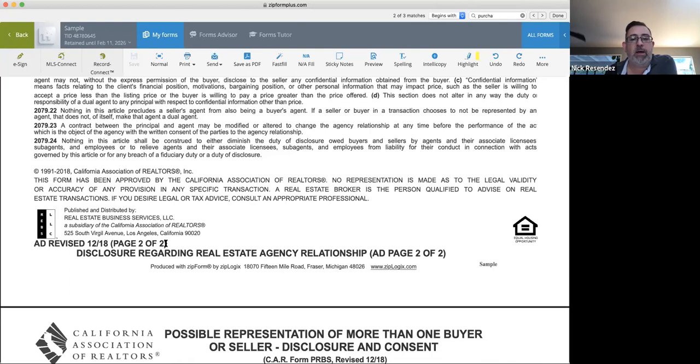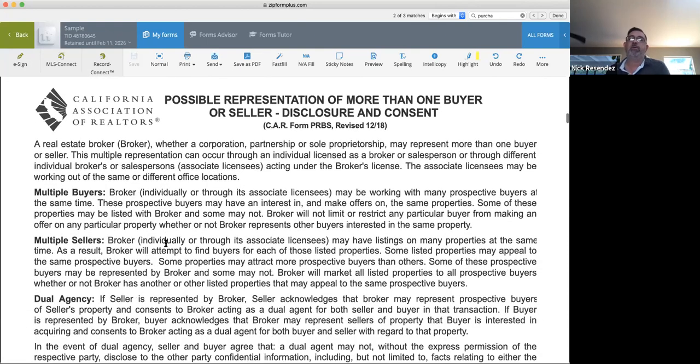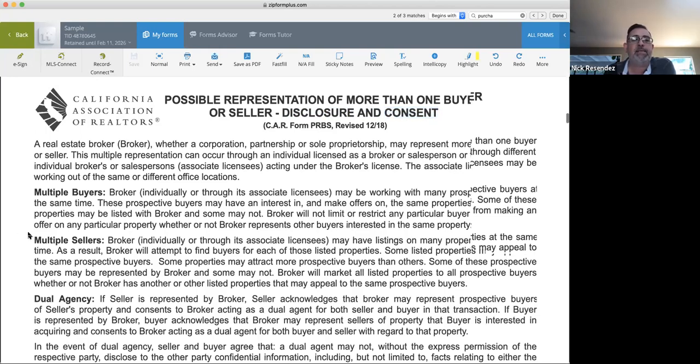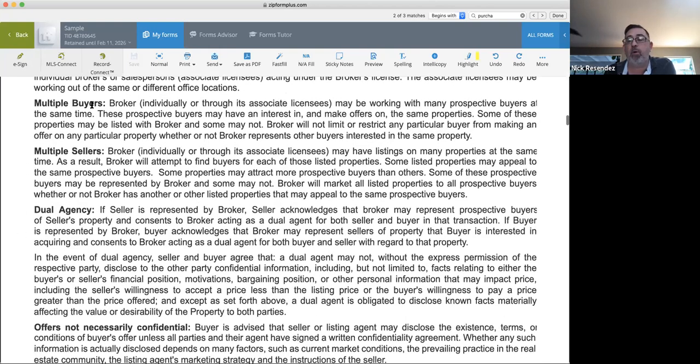Okay, let's move on to the second page that comes with our purchase agreement. This next one is called a possible representation of more than one buyer or seller. Look, disclosure and consent. So this is a disclosure and they're agreeing to something here. Well, what is it? It basically says that we, the broker, not just you as an agent but the actual company you're working with, may have other buyers looking for homes just like yours, whichever office you are in, okay?